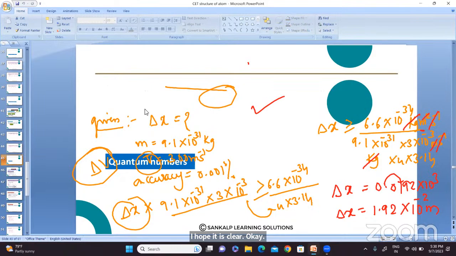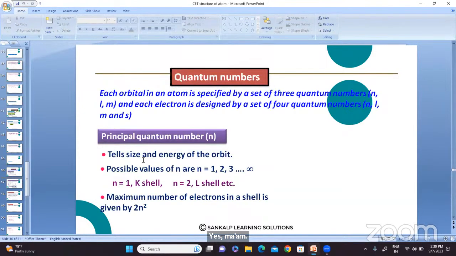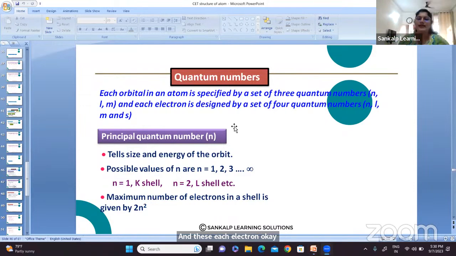Yes, ma'am. So next we are going to start with the quantum numbers. So what are quantum numbers? Each orbital in an atom is specified by a set of 3 quantum numbers, that is n, l, and m. And each electron is designated by a set of 4 quantum numbers, that is n, l, m, and s.